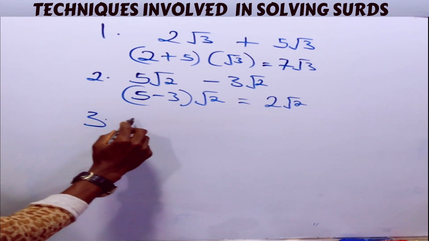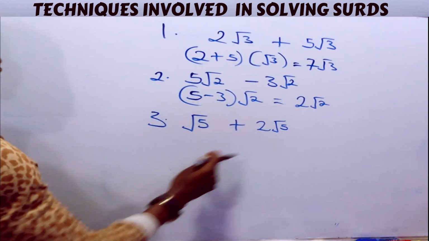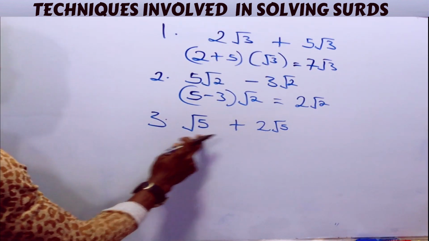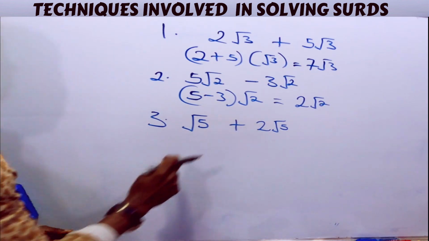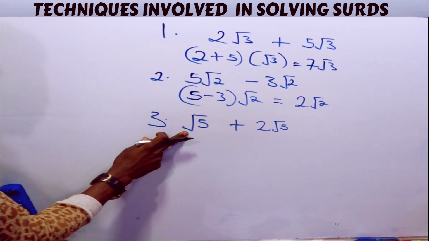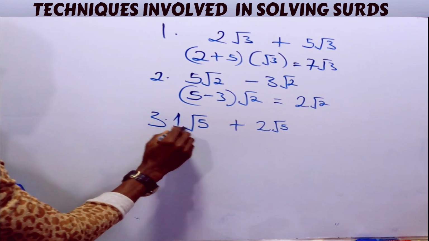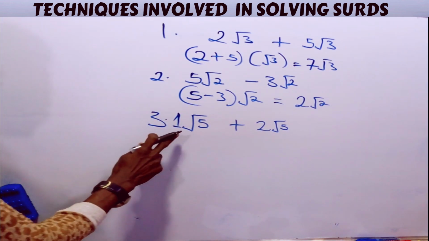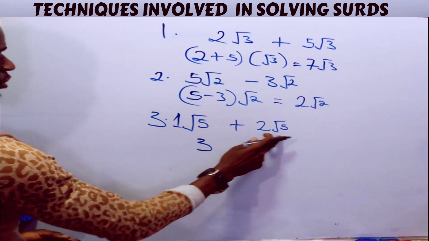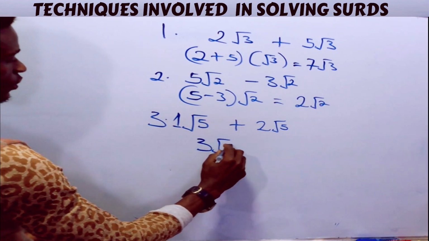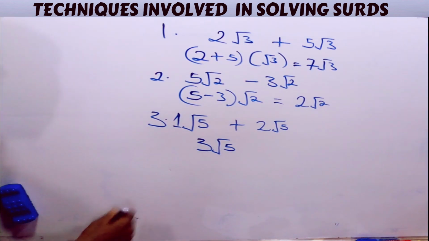Also, if we have root 5 plus 2 root 5, since they are the same surd also, we'll add the numbers. However, root 5 only is the same thing as 1 root 5. So we'll now say 1 plus 2, which is 3, and we pick one of the surd, which is 3 root 5.